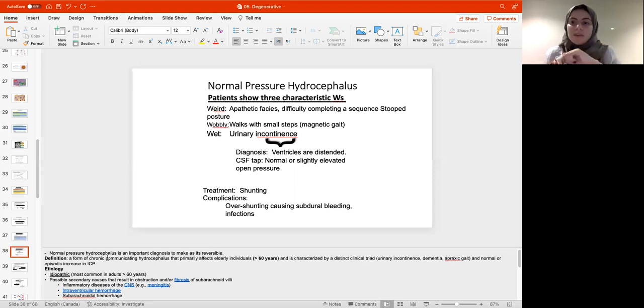And that's why the opening pressure, when you do the CSF tap, is sometimes slightly elevated, but most of the time it's normal. Why? Because of the compensation by the ventricles. The ventricles dilate and hold all the fluid so that the opening tap pressure is not elevated. And this happens in chronic communicating hydrocephalus in the elderly, mainly in the elderly, okay? And I added the information here, okay?